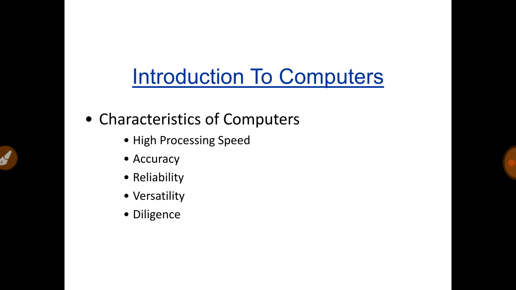Next, versatile. Computers are very versatile machines. It means they can solve complex scientific problems and play games, etc. Next, diligence. It means unlike human beings, computers are free from tiredness and lack of concentration. They can repeat work with the same speed and accuracy.